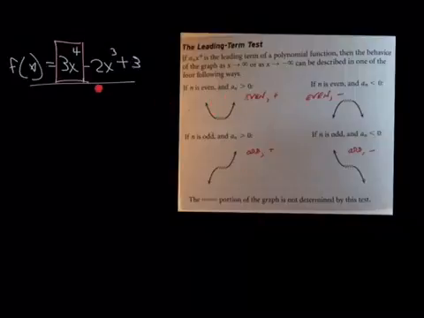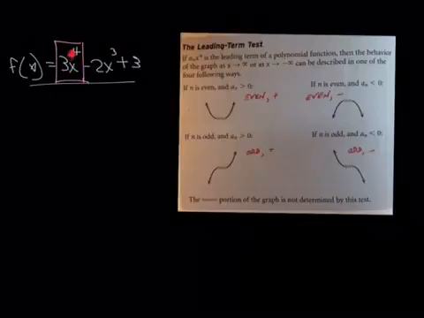So, if this term, 3x to the fourth, has an even exponent, and the number in front of it is positive, that's why I put a plus there, then the graph will look like that. If this exponent is even and this number here is negative, it's going to be flipped over and open down. So this kind of goes along with the examples I showed you in the last video.